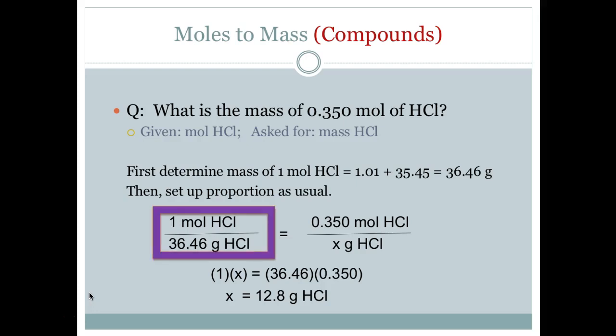Again, this half of our proportion is the relationship we know. We used the periodic table to determine the molar mass of HCl, and this half of the proportion comes from the problem. And again, our units line up.